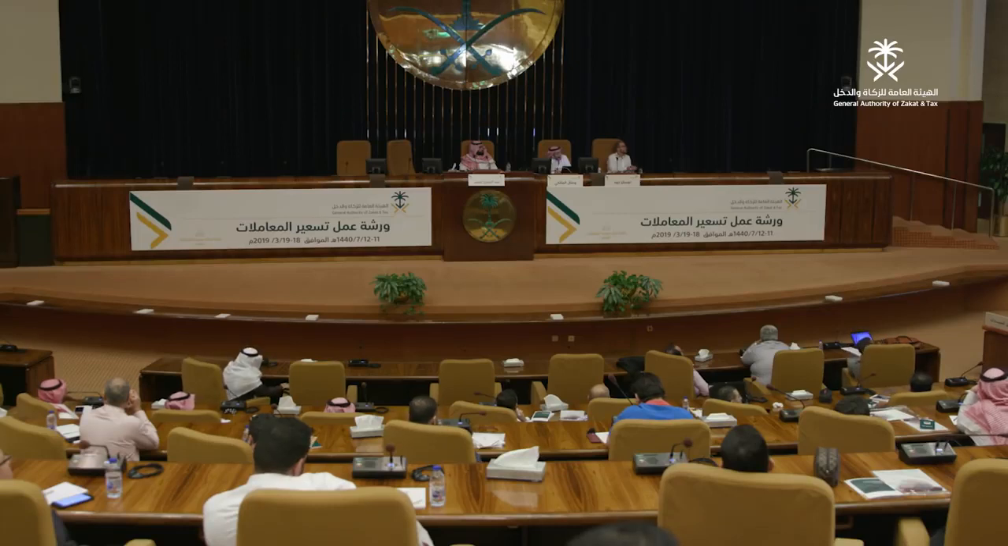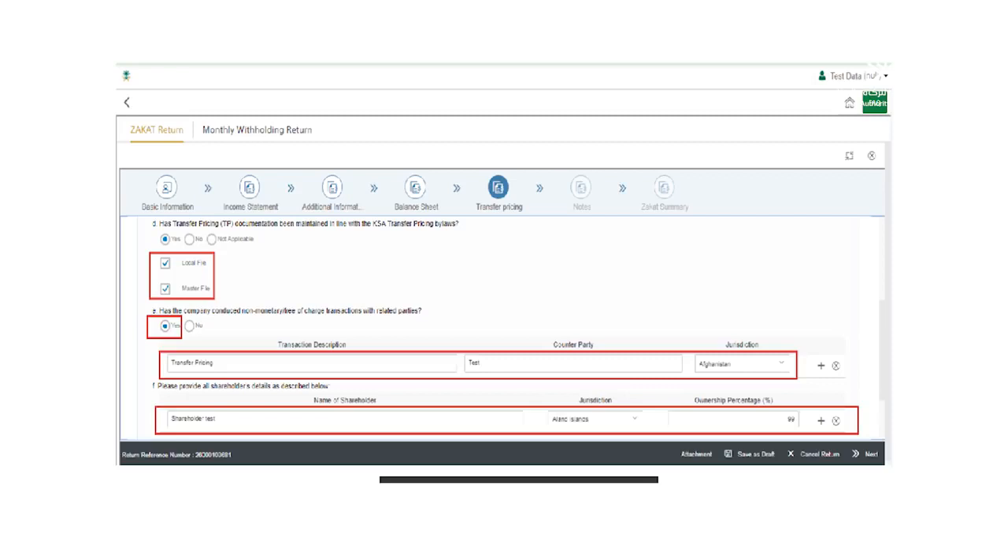The next question is, have you maintained the transfer pricing documentation in line with the TP bylaw? This documentation, as Oscar had mentioned, is the master file and the local file. If you have related party transactions or related person transactions of less than 6 million in 12 months based on the arm's length, then you need to select not applicable, because as per the bylaw, you are not required to maintain these documents if your related party transactions based on the arm's length are less than 6 million within a 12 month period. And then you have yes or no.